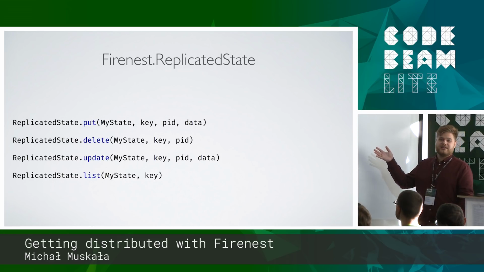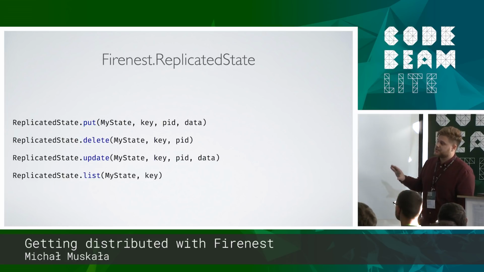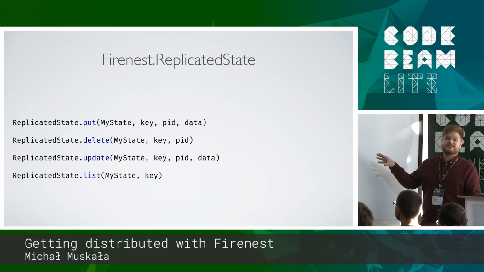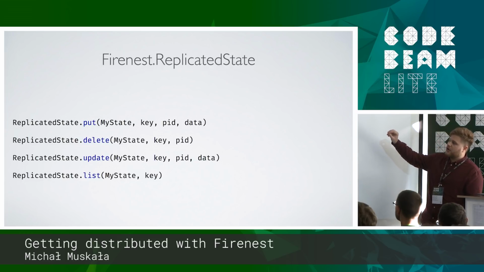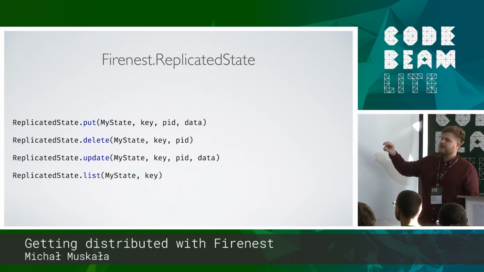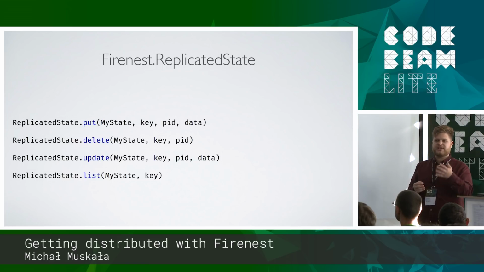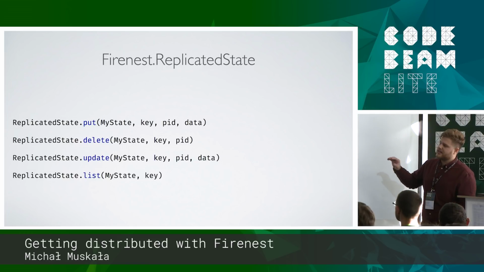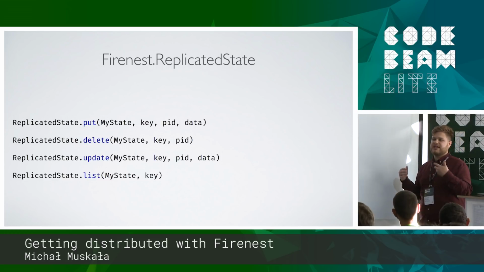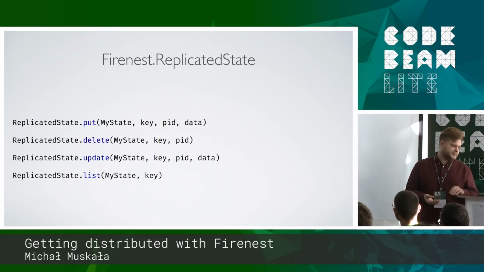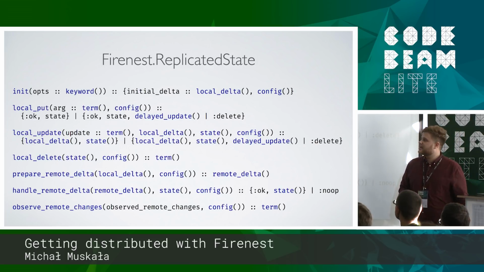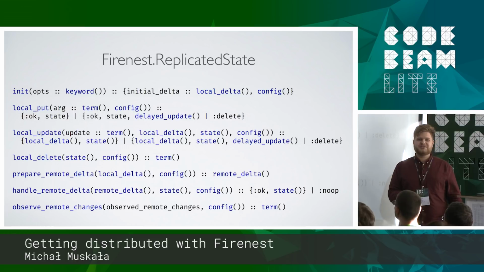The main API of replicated state is just those 4 functions: put, update, delete, and list. As you can see, for put, delete, and update, you provide both a key and a PID. So the state is associated to a key and to a PID. Then when you list it, you list the data from all the PIDs in the whole cluster that are associated with this particular key. And I'm not sure that's very readable, probably not, especially in the back.